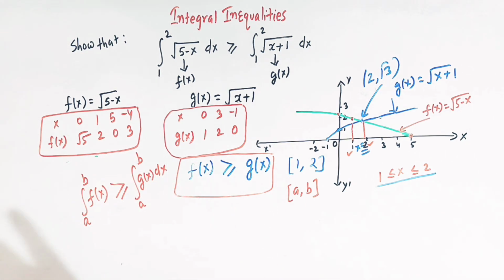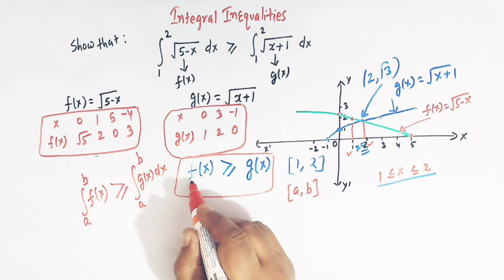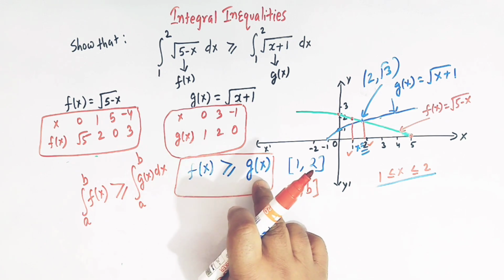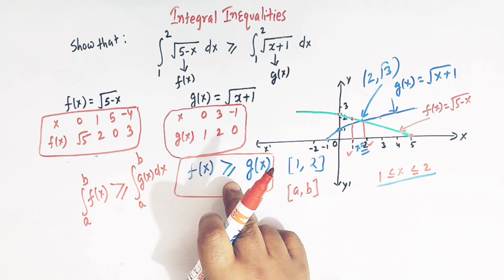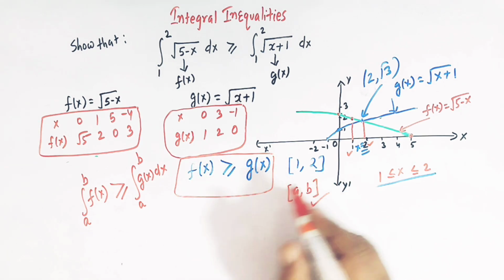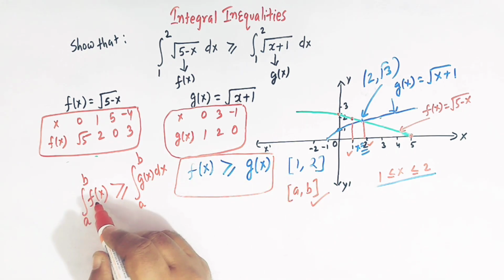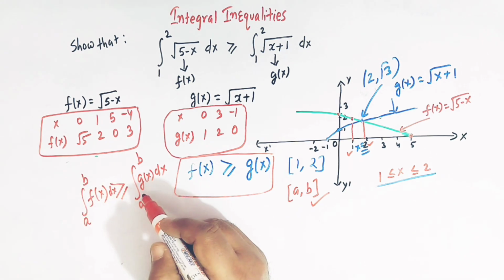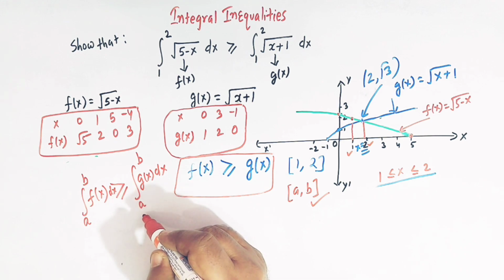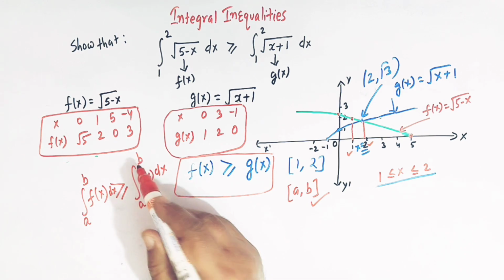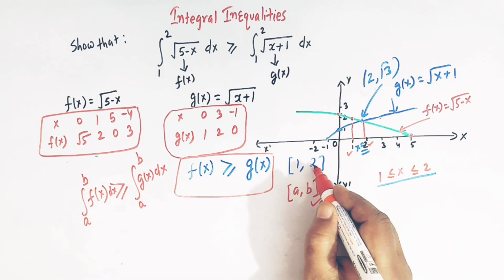So this is an important property of definite integrals, that is, if f of x and g of x are two functions such that f of x is greater than or equal to g of x in some interval a comma b, then the integral of f of x from a to b should be greater than or equal to the integral of g of x from a to b, right? So here a is 1, b is 2.